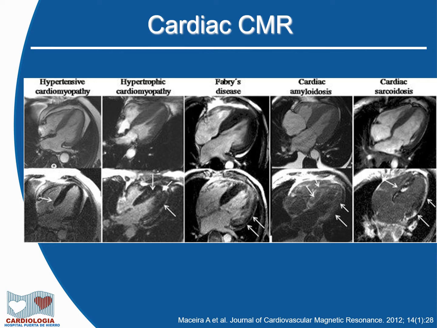In the third case, you can see Fabry's disease. Fabry disease is a metabolic disease with accumulation of a glycosphingolipid, and you can see that the late gadolinium enhancement is in the lateral wall.